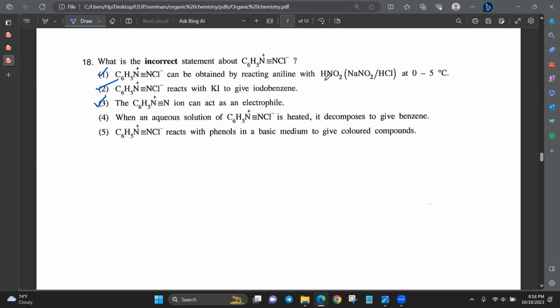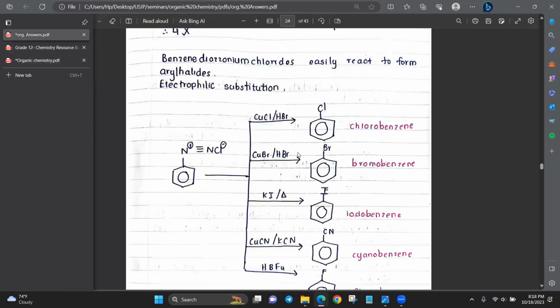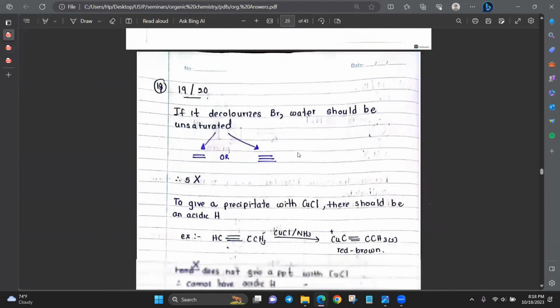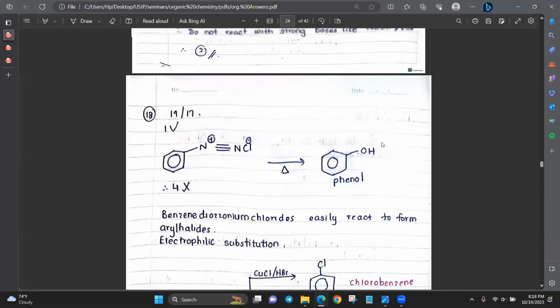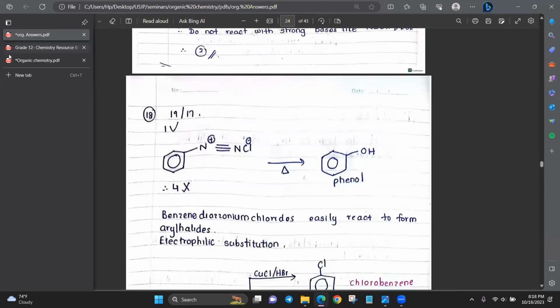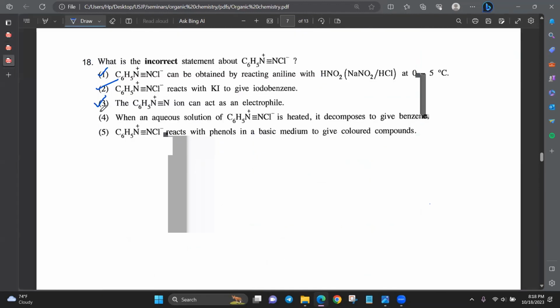When an aqueous solution of diazonium chloride is heated, it decomposes to give benzene. Does it give benzene when heated? No, I explained it earlier. When it is heated, it gives phenol, not benzene. So this is the wrong statement, which means this is the answer. The fourth statement is the answer.